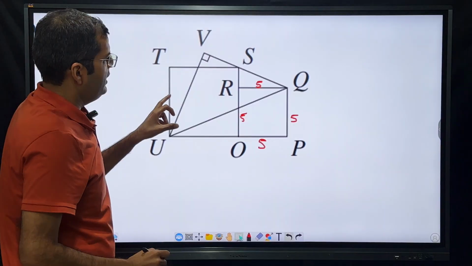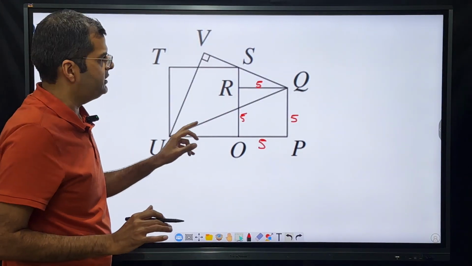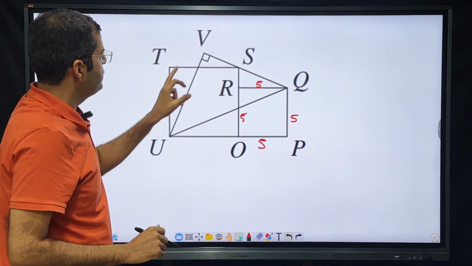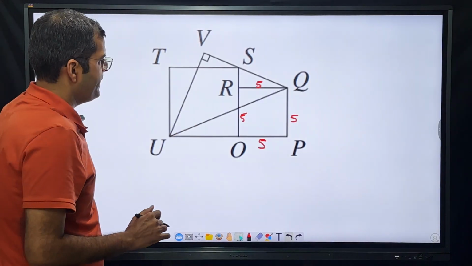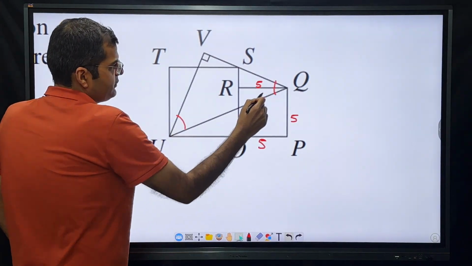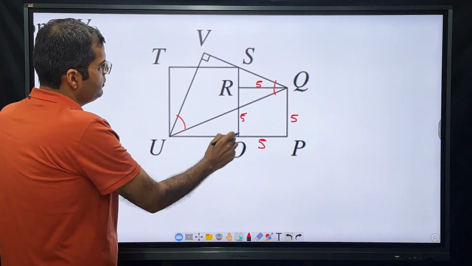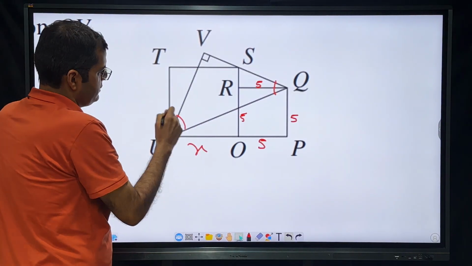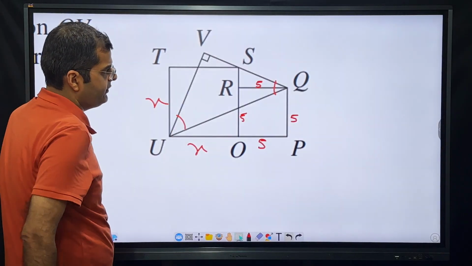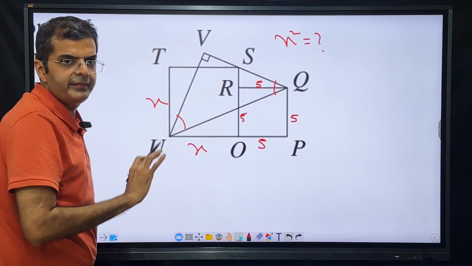And we have also been given this right angle triangle which is isosceles. So right angle triangle UVQ is isosceles. That means this is 90 degrees, and this angle and this angle are 45, 45. We have to find the area of UOST, this square. This side is x, so we have to find x square basically, which is the area of this square.